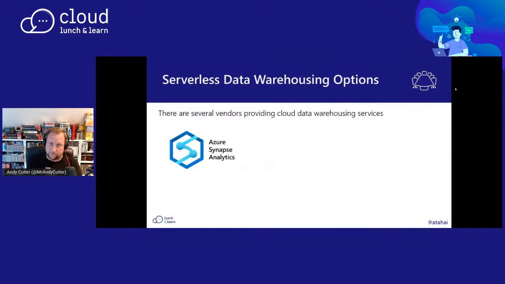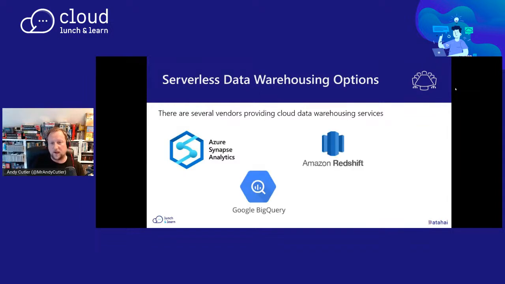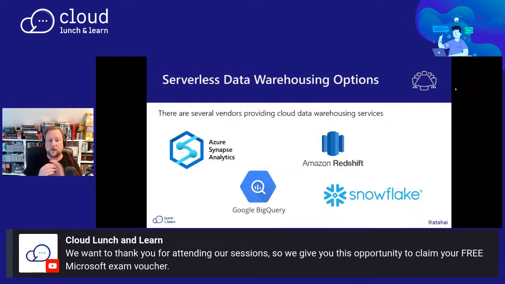Now, Azure and Synapse Analytics isn't the only vendor working in this space. I would like to call out Google BigQuery, Amazon Redshift, especially Amazon Redshift Spectrum, and Snowflake. Okay, competition's good, right? Competition is good because everyone is trying to get the best features out of their offering.